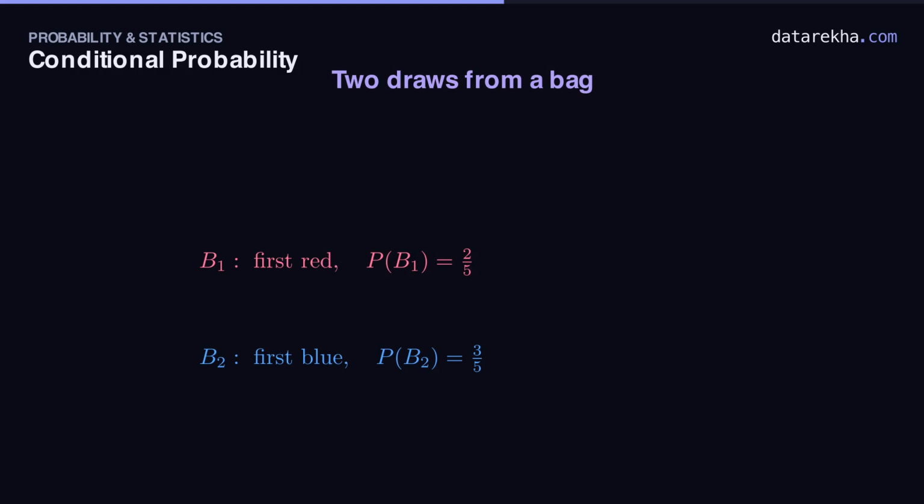So we split into the two cases the first draw could take: first red, 2/5, or first blue, 3/5. In each case, the conditional is easy. If the first was red, 3 reds remain of 9, so P of C is 1/3. If the first was blue, all 4 reds remain of 9, so P of C is 4/9.